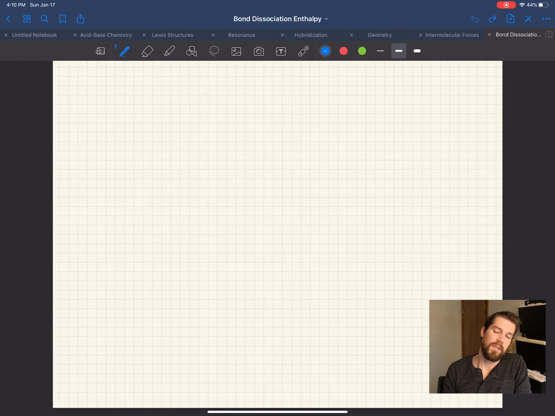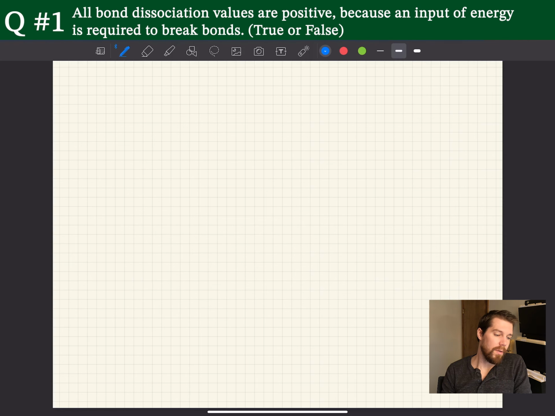This is the bond association enthalpy practice problem quiz, going over the problems. Question 1: All bond dissociation values are positive because an input of energy is required to break bonds. True or false? If an input of energy is required to break bonds, that is a true statement. Input, if we're putting energy into a system, that is a positive change for the system.